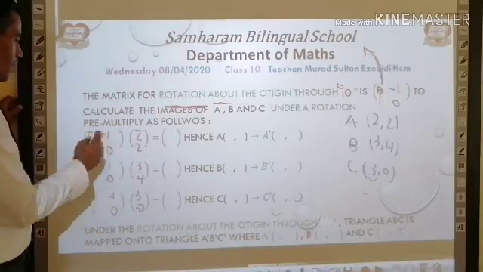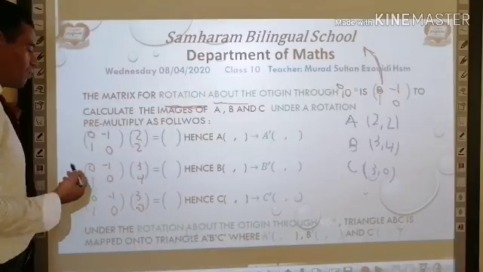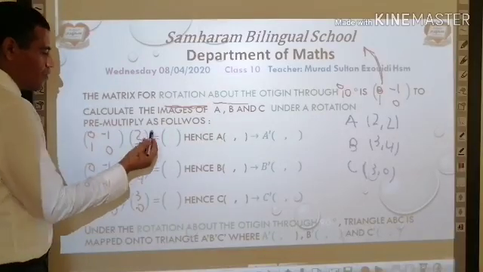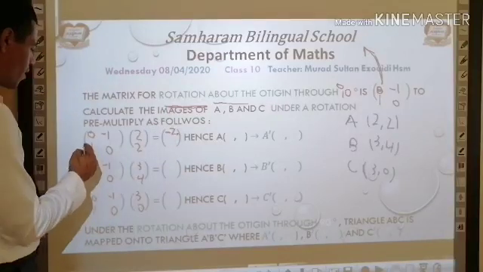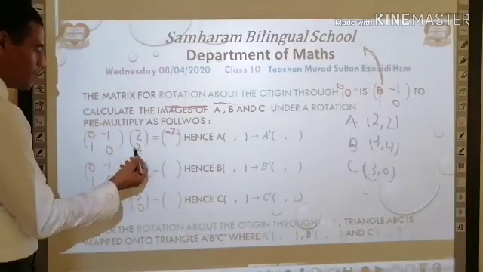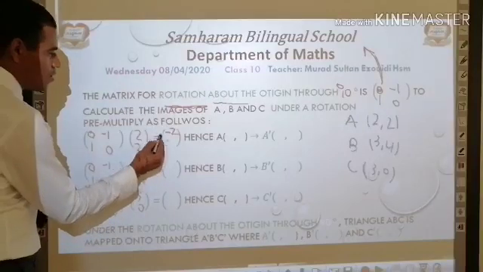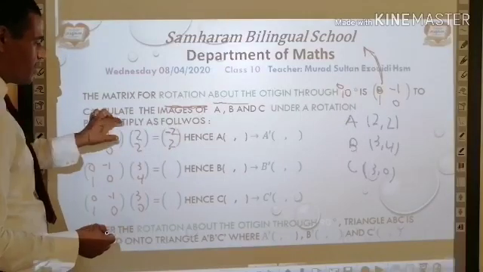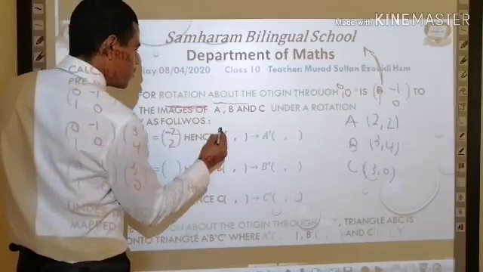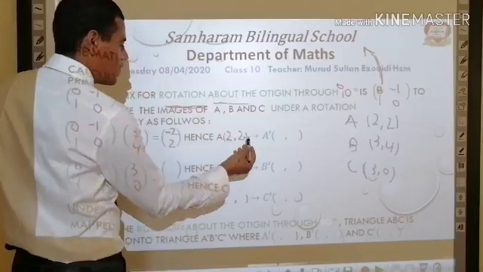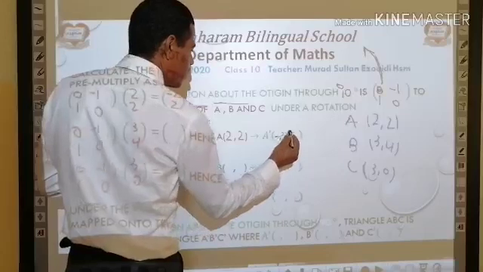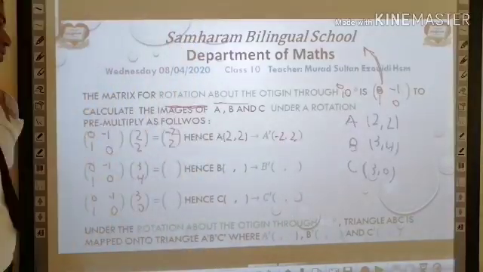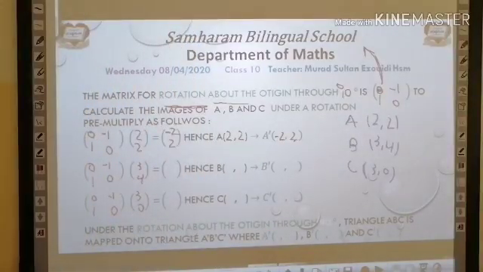Okay. 0 multiplied by 2 is 0. Negative 1 multiplied by 2 is negative 2. Negative 2 plus 0 is negative 2. 1 by 2 is 2, plus 0 by 2 is 0. 2 plus 0 is 2. So hence the coordinates of A, 2, 2, map to A prime of coordinates negative 2, 2. Okay?